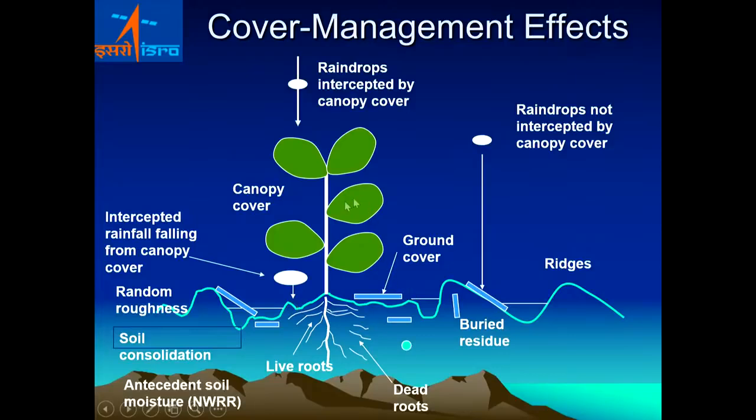Another thing is that this material adds organic matter to the soil, and because of organic matter the structure of the soil will improve. As the structure improves, more infiltration will be there, and if the structure is good, then the soil erodibility will decrease. So it has manifold advantages for the plants.